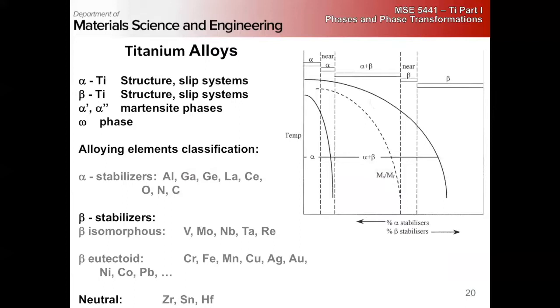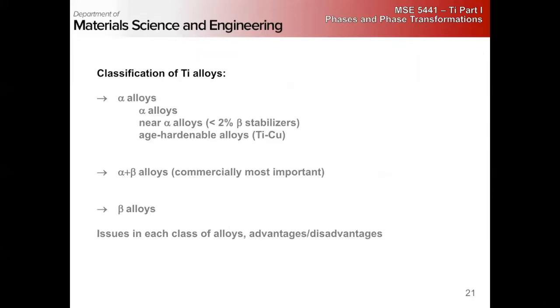So the alpha prime, alpha 2, alpha double prime, these are all martensitic phases. Depending on the cooling rate from beta, you can develop those. Omega phase is simple hexagonal. We'll talk about these reactions coming up. Okay, so generally we're going to classify our titanium alloys as either alpha, near alpha, alpha plus beta, which are the commercially most important group, and the beta alloys.